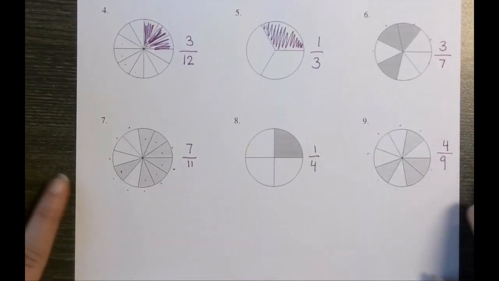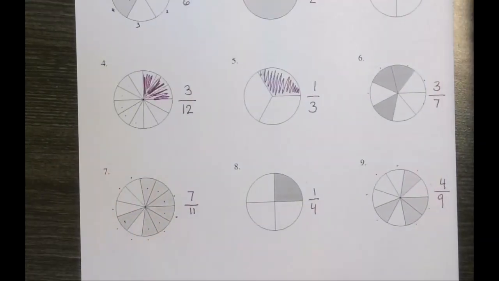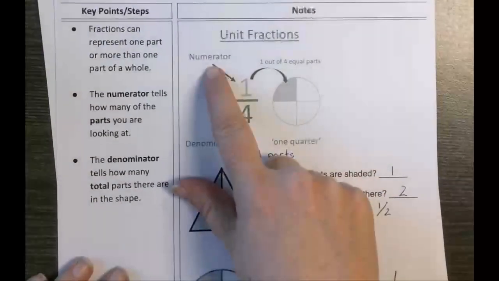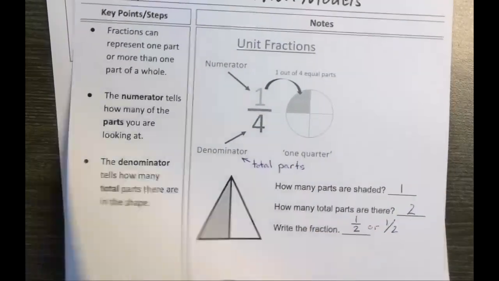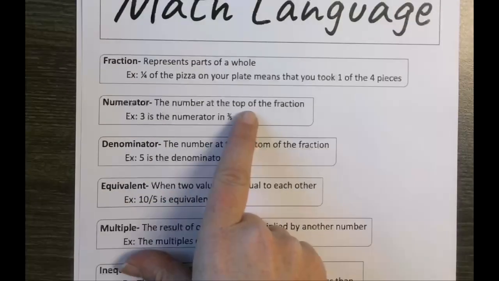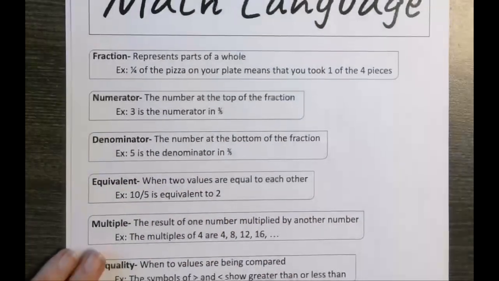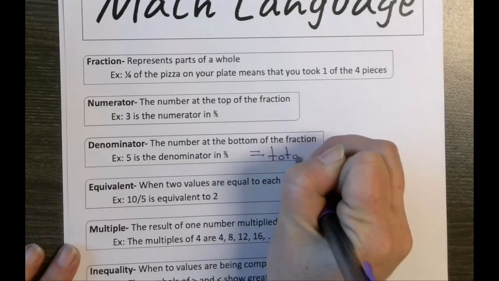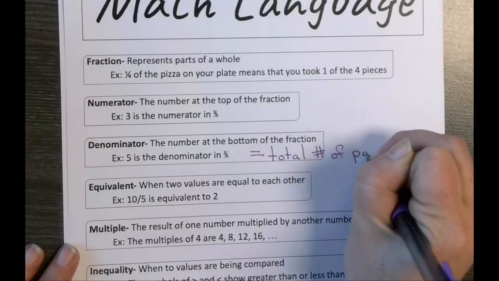There is some deeper thinking questions as well that we can get into, but for right now, this is all I want you to go over, just your basics. This is the biggest part of today. You need to know that the numerator is the top number, the denominator is the bottom, and the denominator is the total number of parts. Once again, the top number in a fraction is the numerator, the bottom number is the denominator, but also remember that the denominator equals the total number of parts.